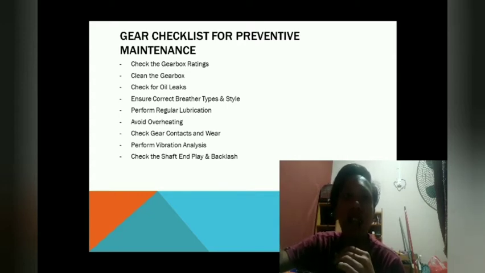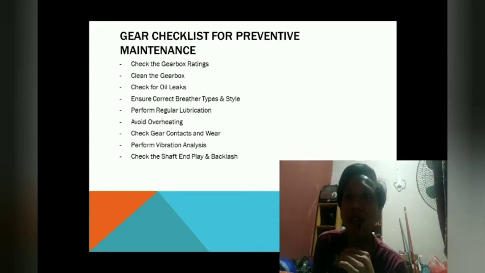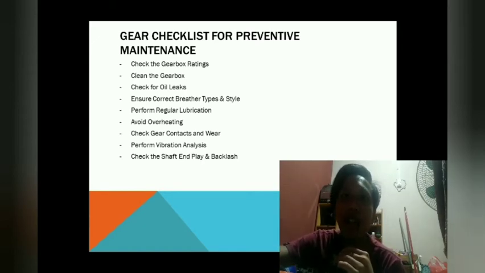The third one is check for oil leak. There shall not be any oil leak which can hamper the overall performance of the gearbox. Oil leaks are a result of the failure of the shaft seal and allow water, dust and debris to enter and affect the lubrication. Therefore, it is highly advisable to check the shaft seal of the component.